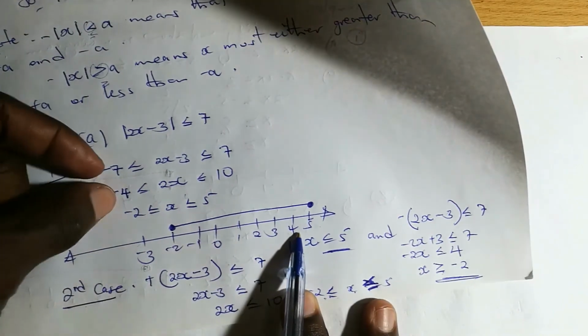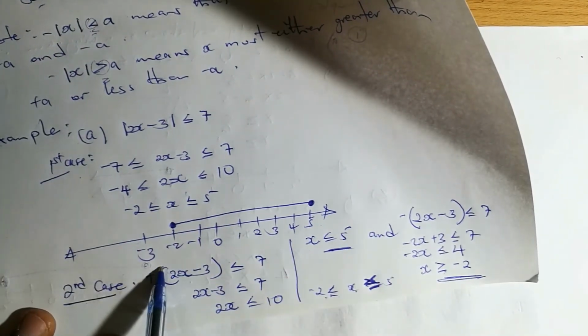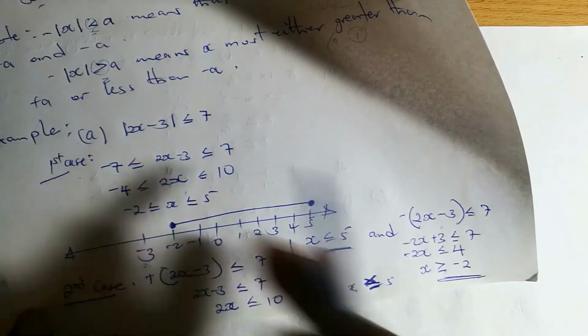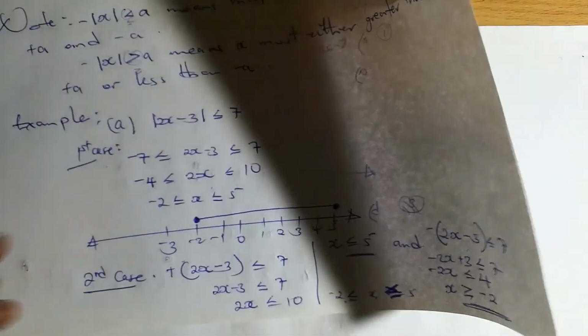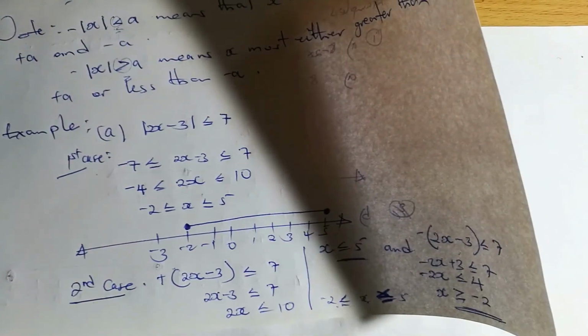So when you want to come to that, another way you can consider both sides. When this is positive and this is negative, you can still come with a solution and plot them on that number line. We're going to look at another example.